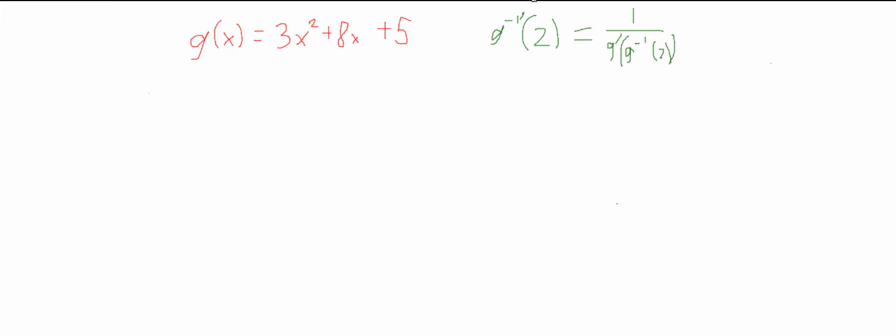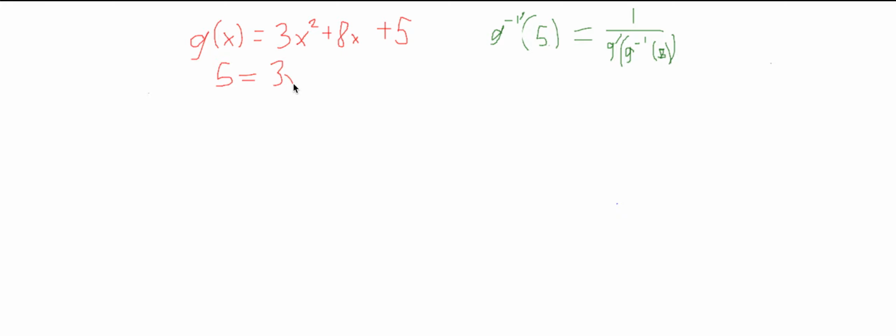Let's actually do 5 here. So that's 1 divided by g prime of the g inverse of 5. So now what we want to do is set the inverse here. So 5 is that we know what the inverse is. x and y swap. So we can plug in 5 for the g of x.